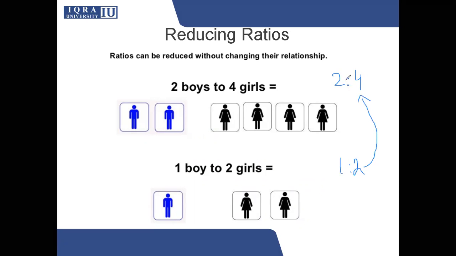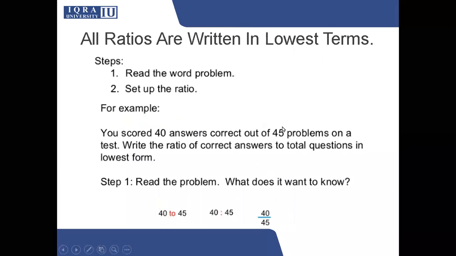If you reduce 2:4, how can you reduce 2:4? You can divide both sides of the ratio by the number 2. Divide this by 2 and you divide this by 2. So you get 1, and 1:2 right here. So 2 boys and 4 girls, 2:4, is the same as 1:2. These are what we call equivalent ratios, or basically this is how you can reduce ratios.